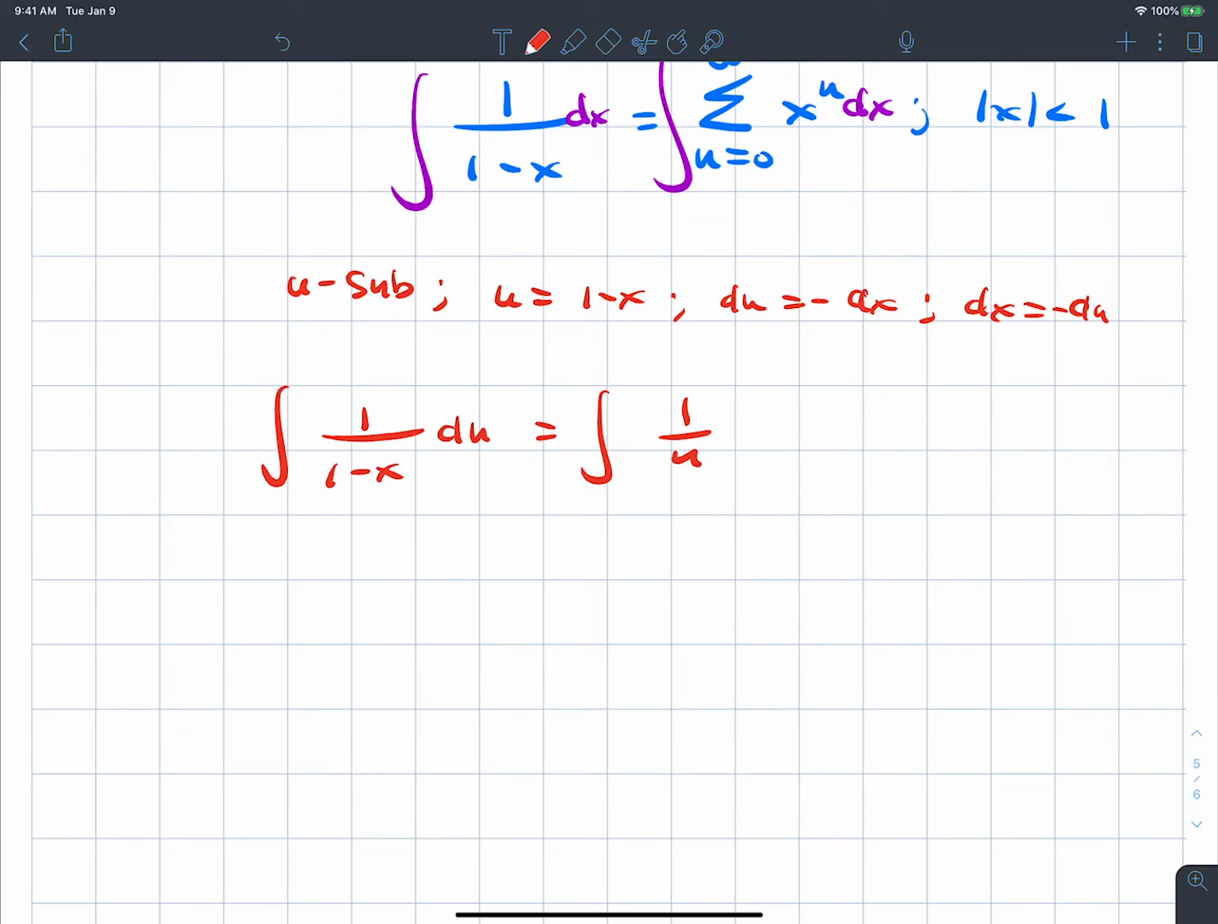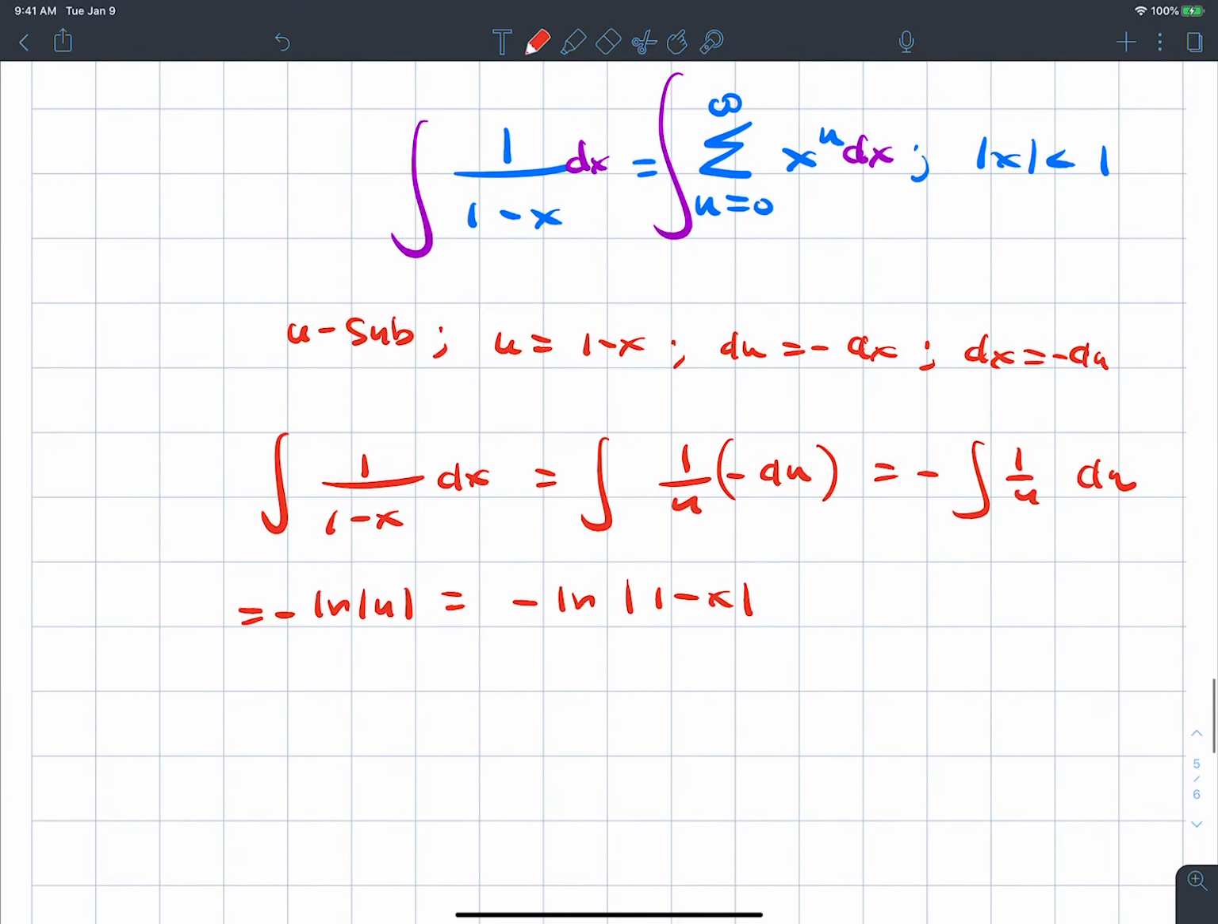So let's be careful. This will be minus du, and so that's minus 1 over u du. So I get minus natural log absolute value of u, which is minus natural log absolute value of 1 minus x. And that's on the left side. So this becomes minus natural log absolute value of 1 minus x.